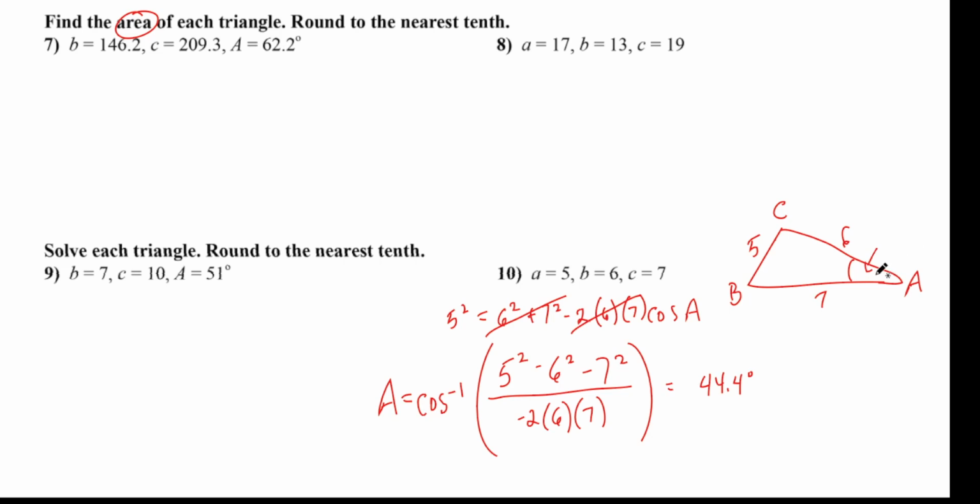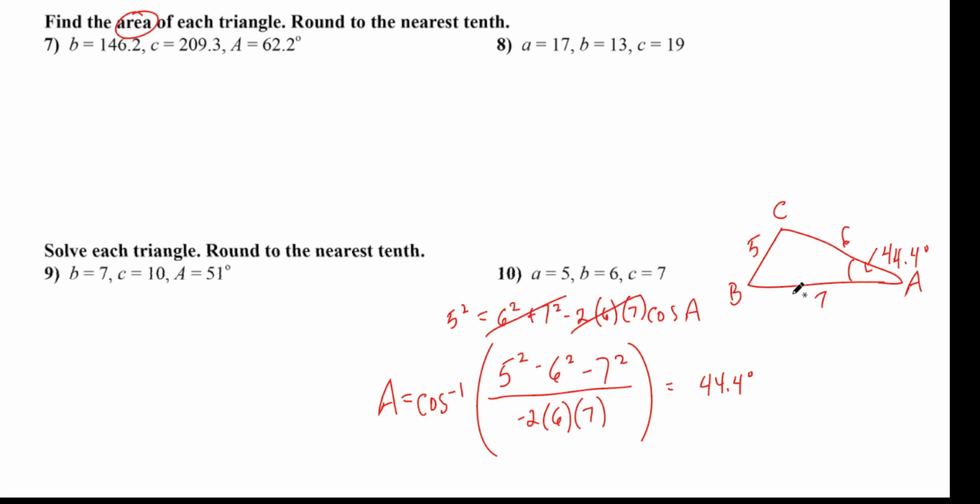Now, you could, if you wanted to, solve for angle B or solve for angle C using law of cosines again. That would be perfectly fine. You could do that if you like the law of cosines. Or let's switch it up a little bit. What if we wanted to use the law of sines? That's 44.4 degrees.